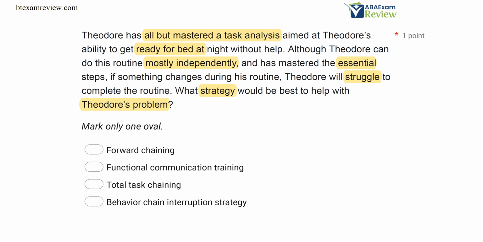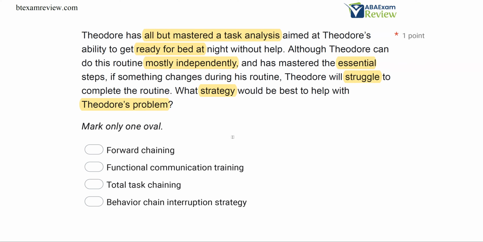Now that's a problem. That's a common problem with task analyses because with task analyses, we're creating a task chain and we're teaching that task chain over and over again. But we want to be prepared for if that task chain isn't always the same, because we know in real life, things are always constantly changing. So in this case, we need to help Theodore when things do change. So what strategy is best?